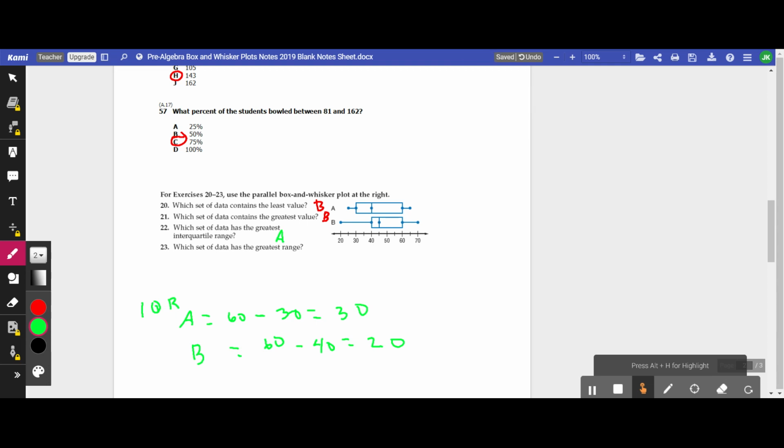And then for 23, it asks which set of data has the greatest range. So that's your upper extreme minus your lower extreme. It's pretty much asking how spread out your whole data set is. So for A, you can do 65 minus 25, which means A will have a range of 40. And then for B, you can do 70 minus 20, which would be 50 instead. So B will have the greatest range because 50 would be greater than 40.